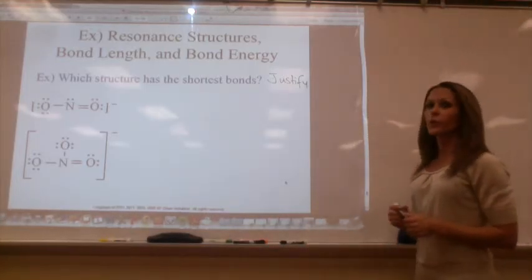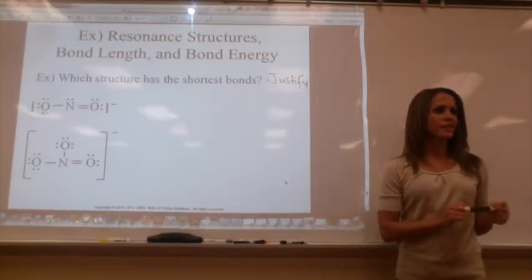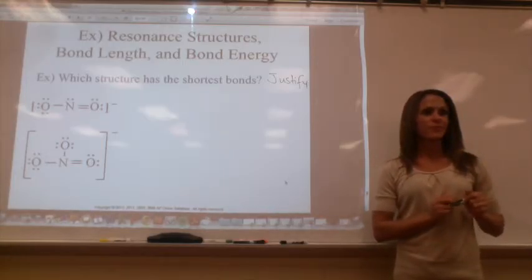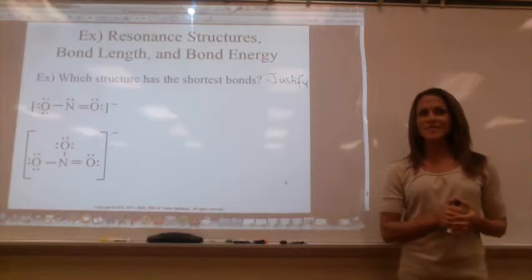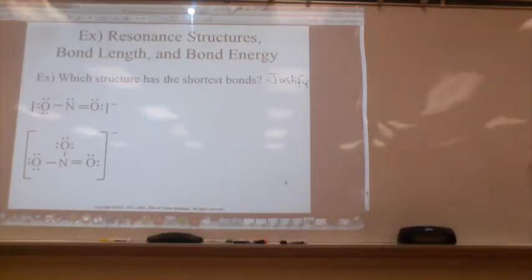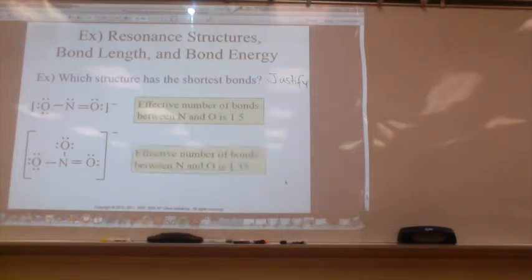All right, so which structure? Mike Stewart. Nitrate, the top one. So effective number of bonds between this is 1.5. Effective number of bonds between this is 1.33. How many of you got that? Thumbs up.